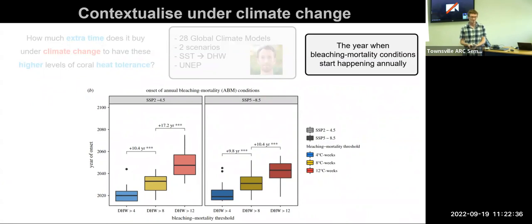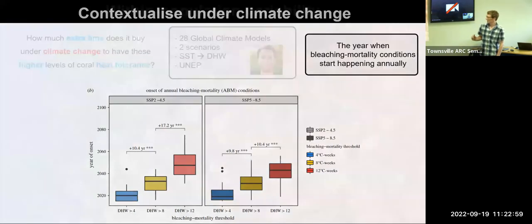So what it's telling us is there is a really wide variability of heat tolerances. It does look like if you have those levels, you get a bit of extra time on the climate change, but it's not a huge amount of time. So really, action on climate change is definitely still needed. And this is quite a coarse way of looking at this, but it starts to put numbers on this and tell us something.